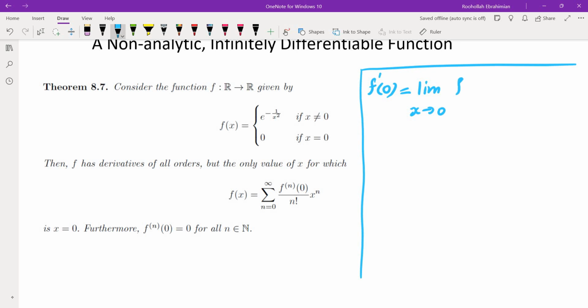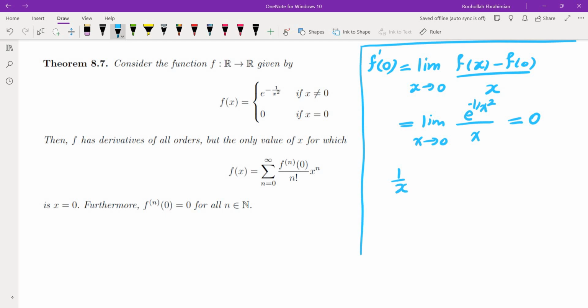The definition is f of x minus f of 0 over x. So if I look at that, f of x is e to the power of negative 1 over x squared, and the denominator is x, and f of 0 is 0. So I would need to show this is approaching 0. Another way of thinking about this is that 1 over x over e to the power of 1 over x squared approaches 0 as x approaches 0.